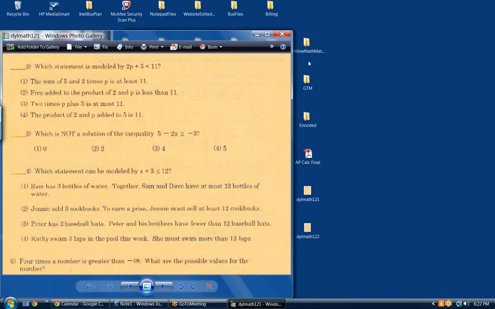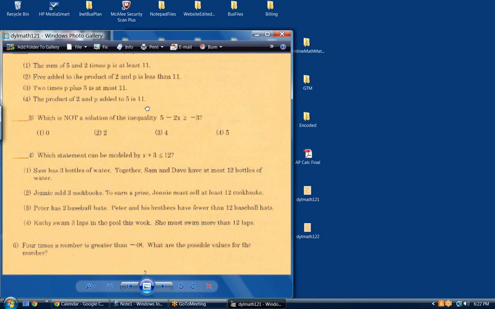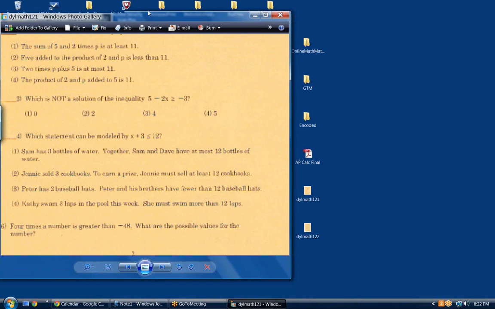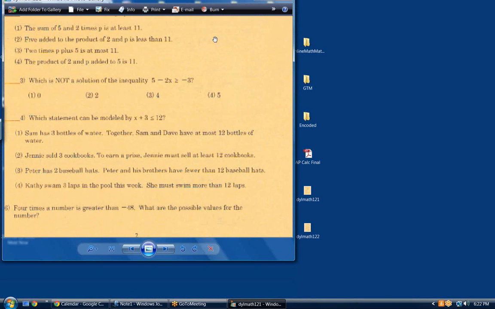Yeah. What about 2? 5 added to the product of 2 and P is less, that would work. That works. Don't get confused by this "and." Remember that when you say the product of this and that, it is not addition. It means 2 times p. Okay? All right, number 3, which is not a solution of that inequality.